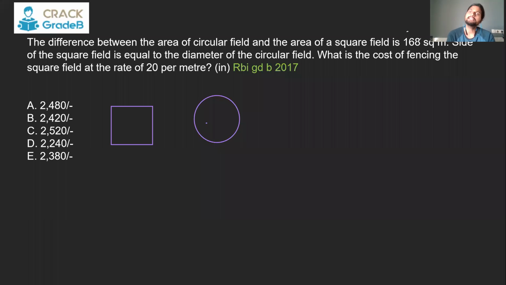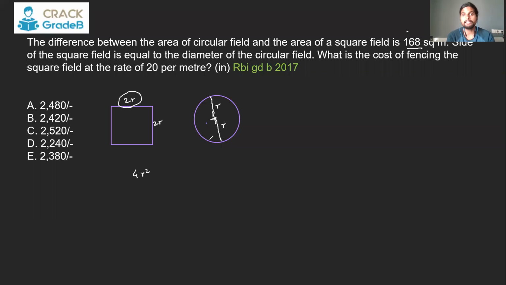Difference between the area is given 168. Side of the square field is equal to diameter of the circular field. So if the circle has radius, let's say r, so diameter will be 2r. It says the side of the square field is equal to diameter of the circular field. So this is 2r. So what is the area of this square here? The side is 2r, 2r into 2r, that is 4r square.